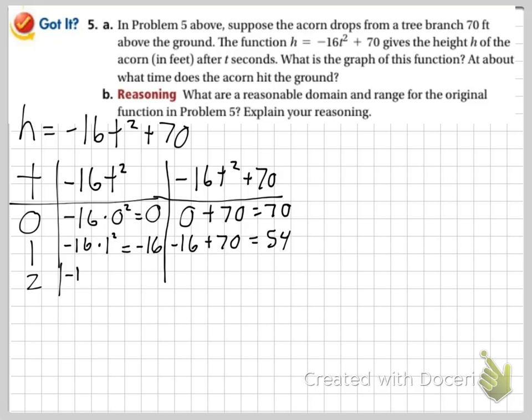Then I'm going to plug in 2. So negative 16 times 2 squared. 2 squared is 4. Okay, so 4 times negative 16 gives me negative 64. Negative 64 plus 70, well, that'll give me 6. So it's now 6 feet off the ground after 2 seconds. So it's pretty close to hitting the ground, right? And it's speeding up, and this is why we're using a quadratic or a parabola.